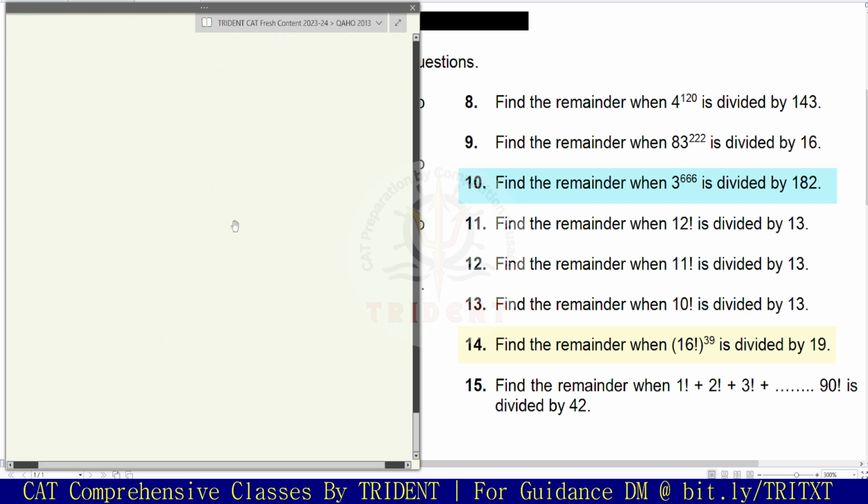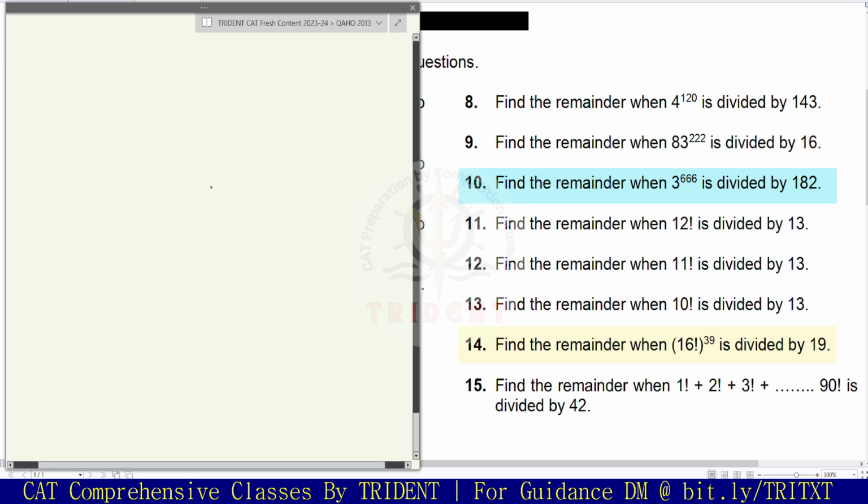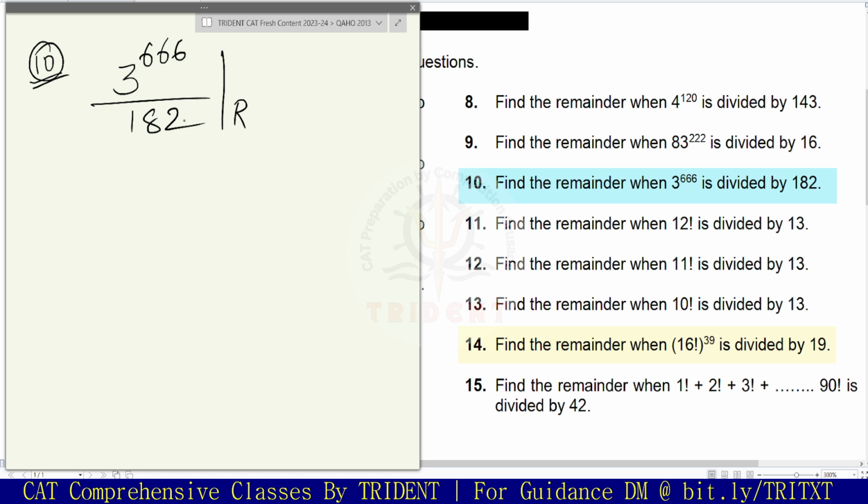You just have to also understand that effectively what we are doing is number crunching, and sometimes number crunching becomes a little difficult also. So it's not like I'll always get the right inputs at the right time. So we're looking at the 10th question. Now this was one of those questions which I thought was really decent. 3 raised to the power 666 divided by 182. And at this point, if you haven't solved it or tried it, I would really encourage you to pause the video and try this out, because this is a very interesting one.